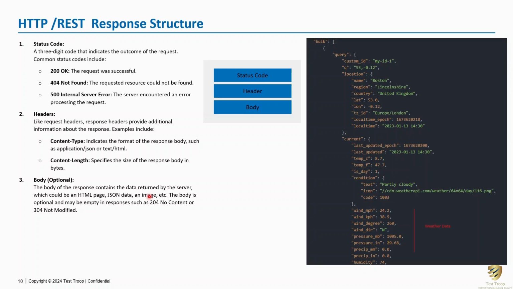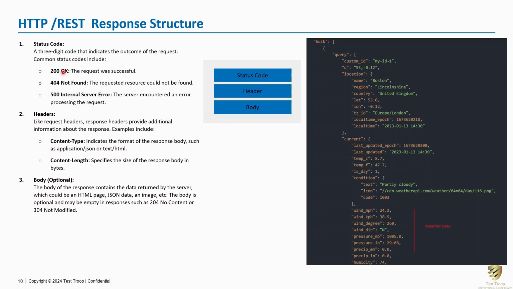In case of a get, if you are requesting information about a particular user, then the server gives you data like his first name, his last name, his email ID, his address, and things like that. That will be a part of your body. The body can be JSON, HTML, an image, or plain text. The body is optional, and may be empty in responses like 204. Sometimes you don't have any content, or 304 not modified. For certain operations, the body of your response can be empty.